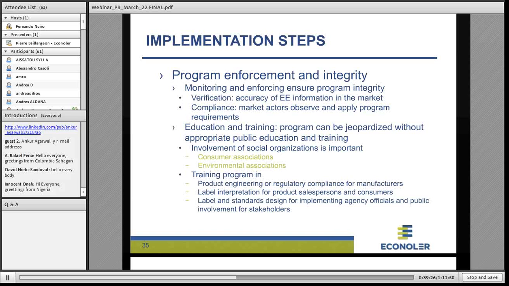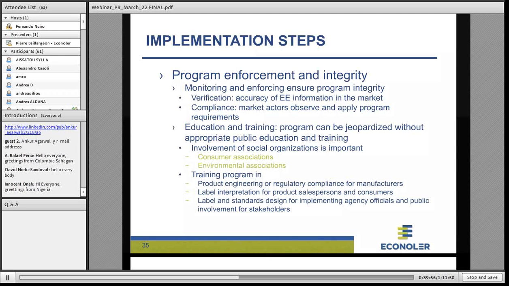So that means shop visits, ensuring that the labels are really affixed to the products and that the right labels are affixed on the corresponding products. You have to ensure that all actors in the market, so manufacturers, distributors, importers, comply with the regulations. And of course, just to ensure follow-up and support, you still need to maintain education and training activities over the years of introduction of the program.